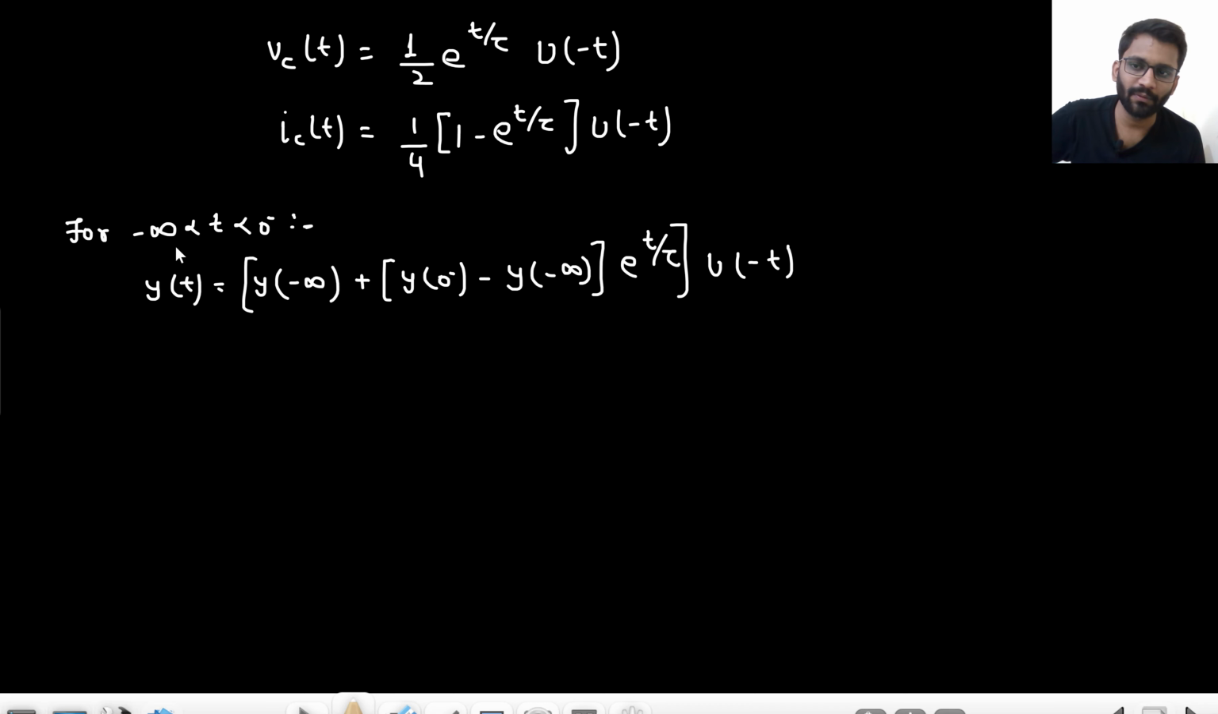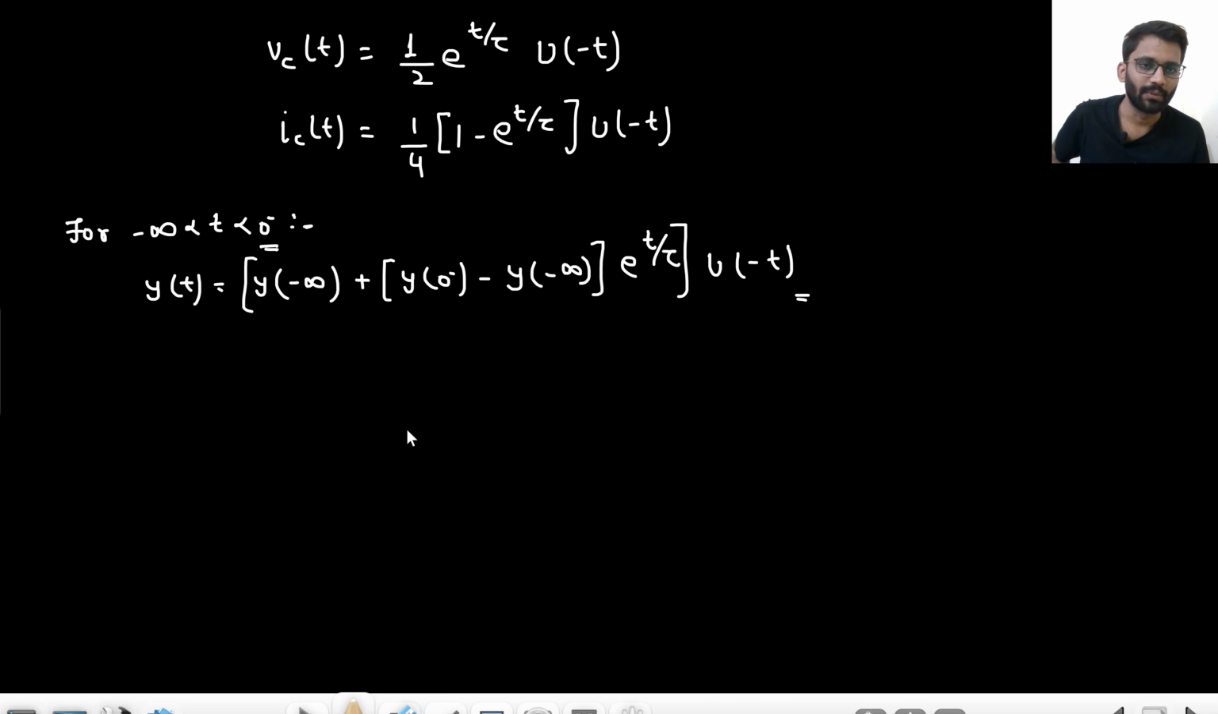So for minus infinity to 0 minus, for the time being, this should be the formula: y of minus infinity plus y of 0 minus minus y of minus infinity, times e to the power t upon tau, u of minus t. How did I come to that? I just tried to write down the equation.